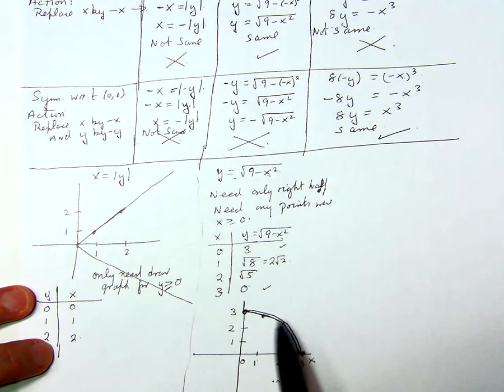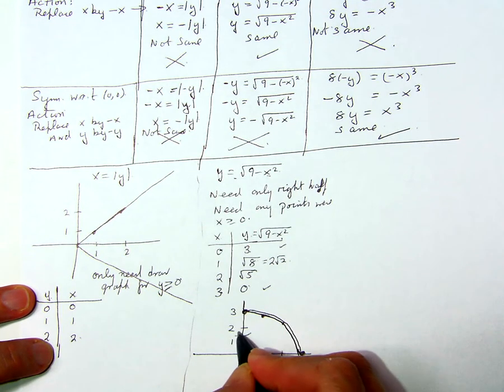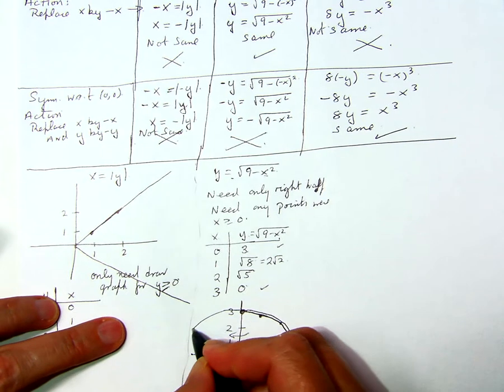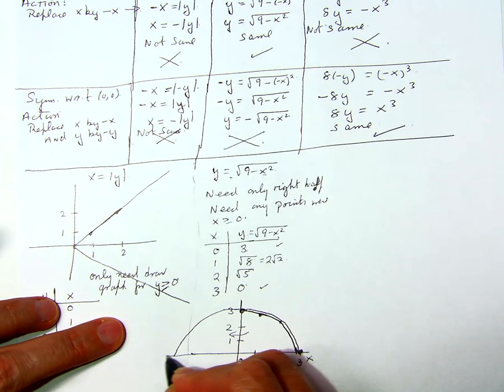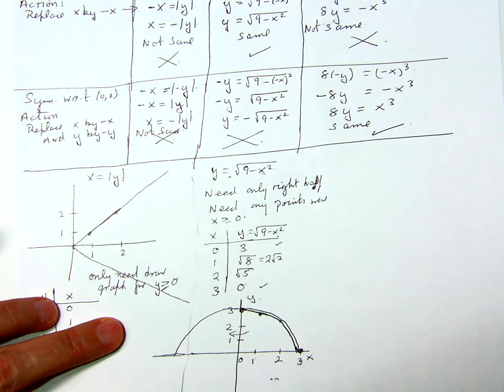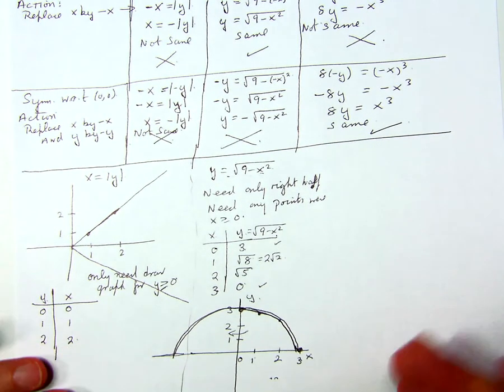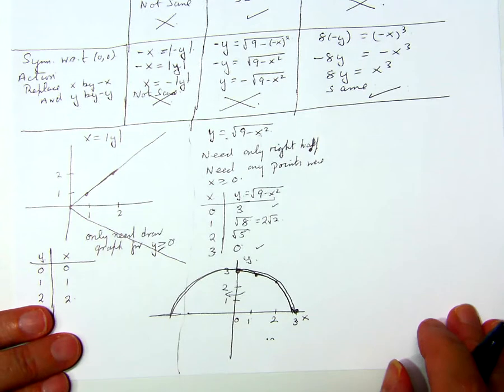And that's the right half of the graph, and then I can reflect that in the y-axis to get its reflection, and I get the other half of the graph. Now this looks like the upper half of a circle, and that's exactly what it is.